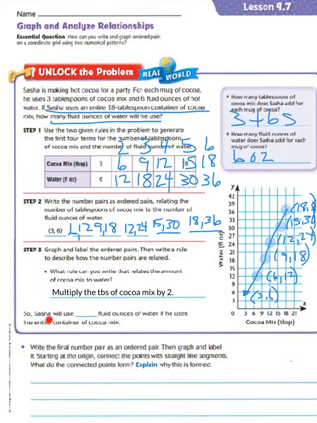So Sasha will use 36 fluid ounces of water if he uses the entire container of cocoa mix.